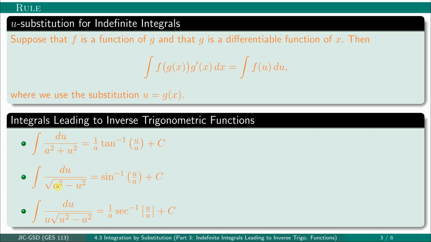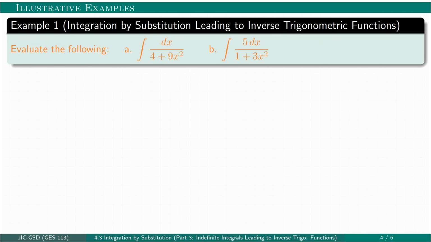While if you have this variable and constant switched in the denominator, and you have u multiplied in the denominator, this will be 1 over a secant inverse of the absolute value of u over a plus c. Let's consider the first example. So we have here a, which is the integral of dx divided by 4 plus 9x squared.